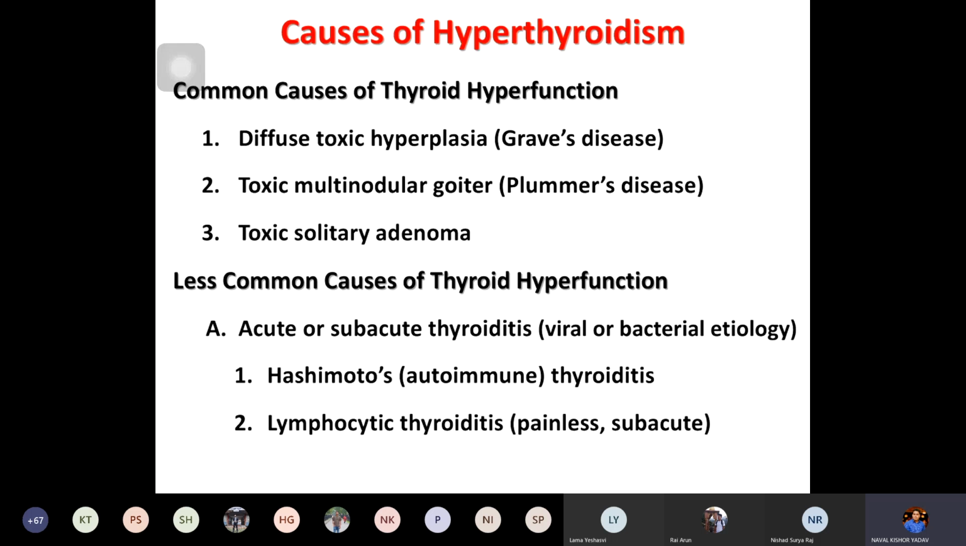Then there are less common causes of thyroid hyperfunction. You can see bacterial or viral etiology, which can form acute or subacute thyroiditis. So less commonly, acute or subacute thyroiditis might be due to viral or bacterial etiology. Hashimoto's thyroiditis is an autoimmune disorder. Similarly, you can see lymphocytic thyroiditis, which is a painless subacute thyroiditis.